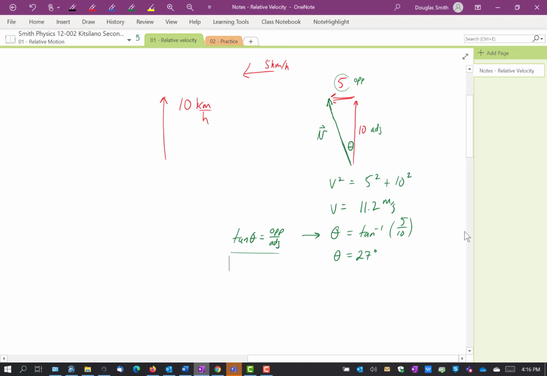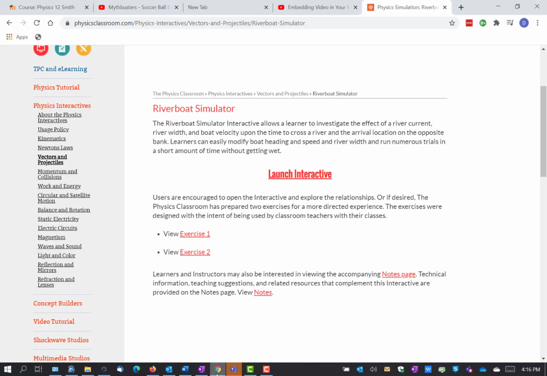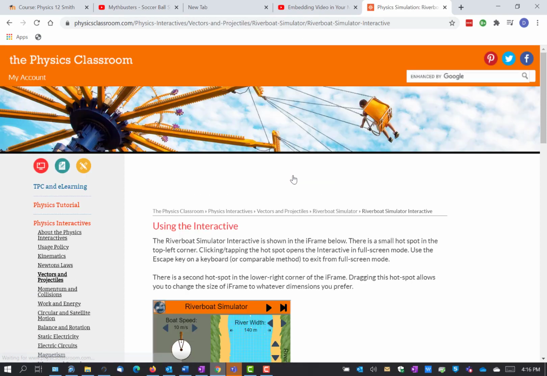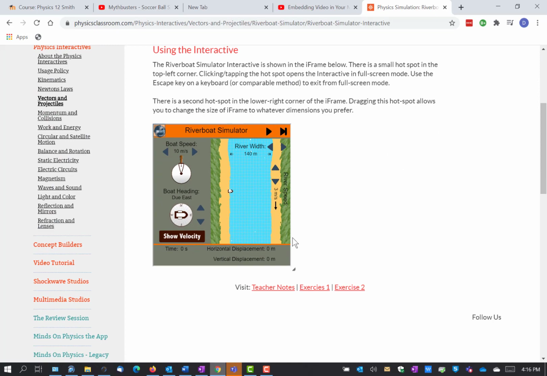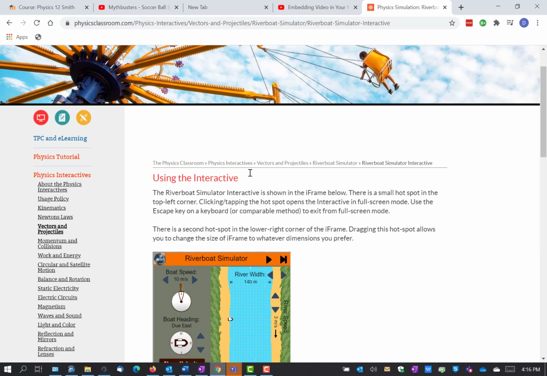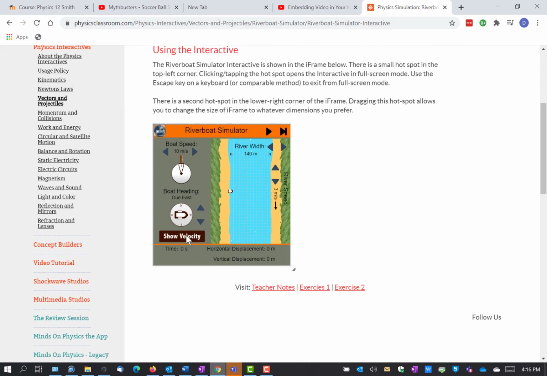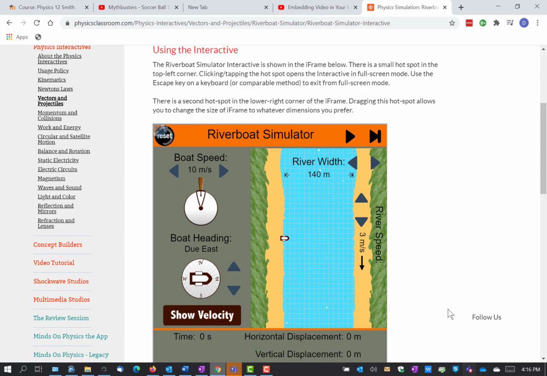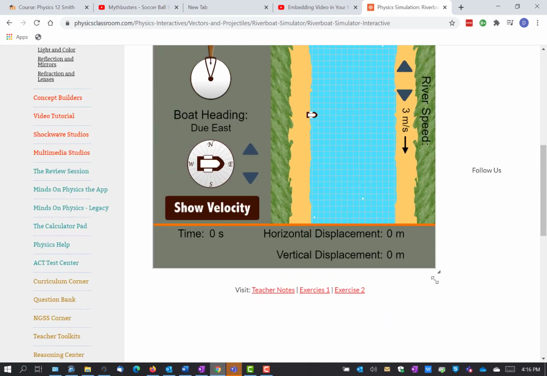In the next part of this lesson, I'm going to have you go to a web page called the Riverboat Simulator. I'll give you that URL. You're going to click on Launch Interactive, and you can make it bigger this way. So I suggest making it big.